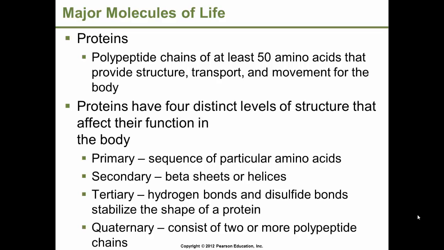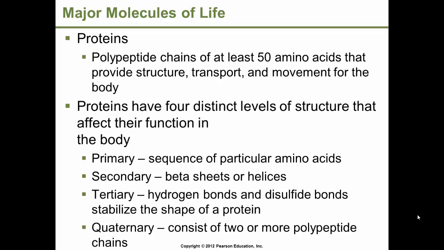The secondary level is whether it's in beta sheets or helixes, such as these, which will be formed by bends and coils resulting from hydrogen bonding. Tertiary level is hydrogen bonds and disulfide bonds, which help to stabilize the shape of a protein. And quaternary consists of 2 or more polypeptide chains.